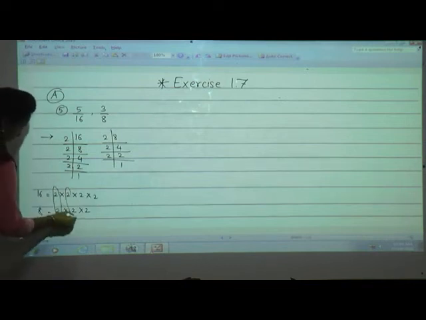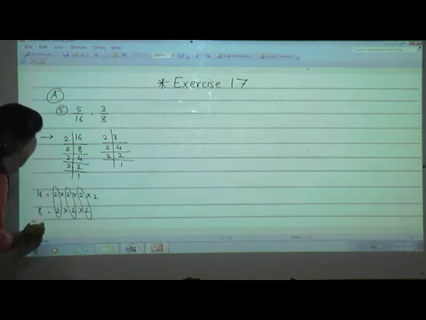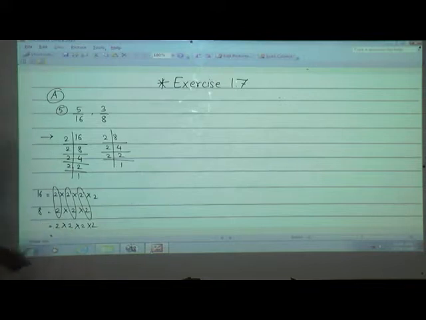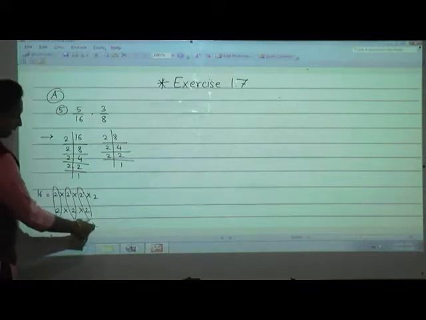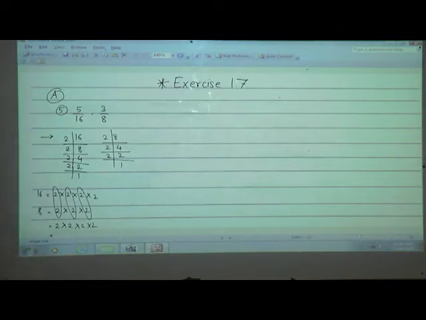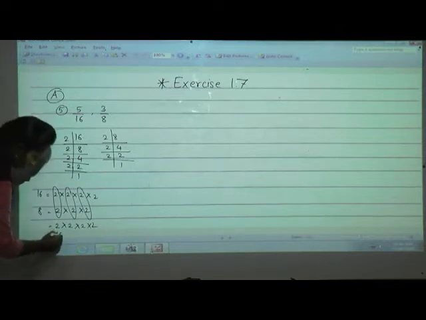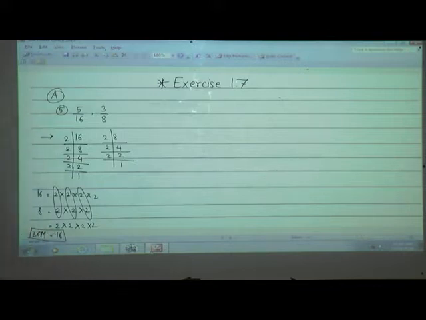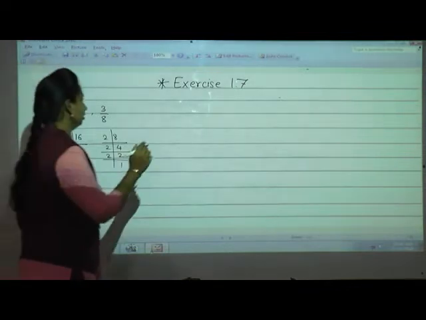Now common ones we will write only once. The numbers are 2 multiplied by 2 multiplied by 2 multiplied by 2, a single time. Now do the multiplication. 2 2's are 4, 4 2's are 8, 8 2's are 16. This is what? LCM. Okay, LCM is what? 16. Now we will compare the numbers.